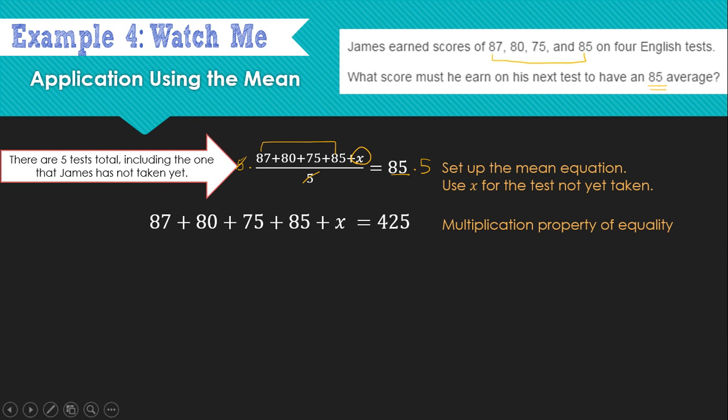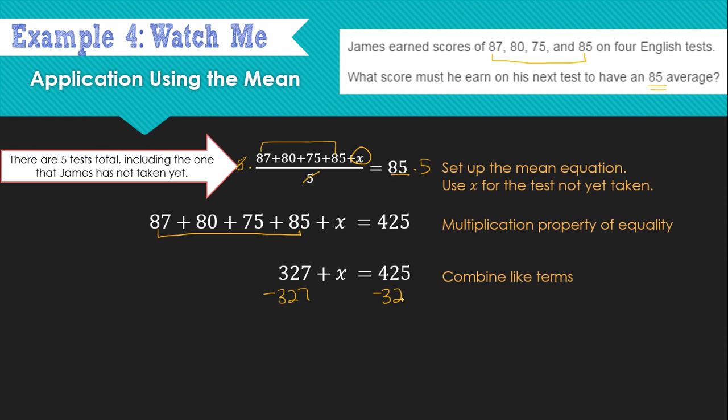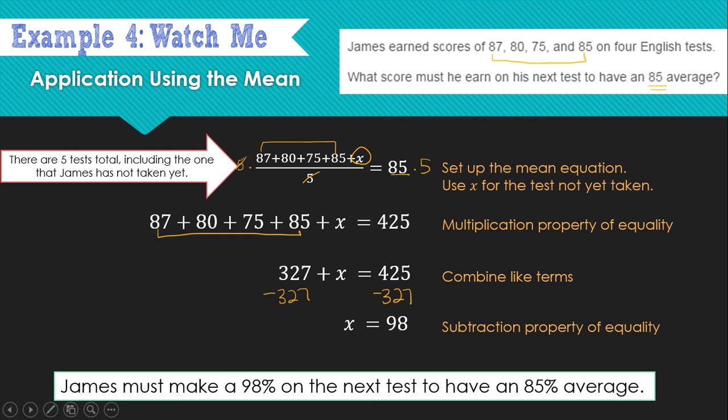And now I can simplify, combine those like terms, add these 4 scores together to get 327. And now I just have a simple equation. I can go ahead and move my 327 to the other side by subtracting from both sides, and I'm left with 98. So what does this mean? This means that James has to score a 98% on the next test to have an average of 85% in the class.